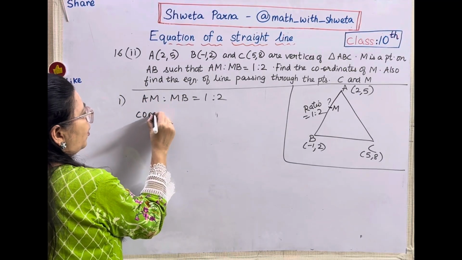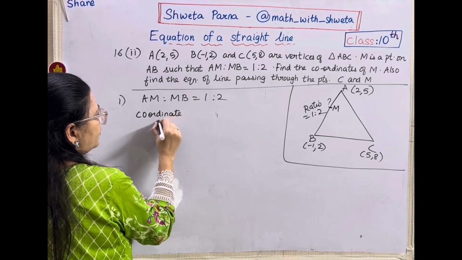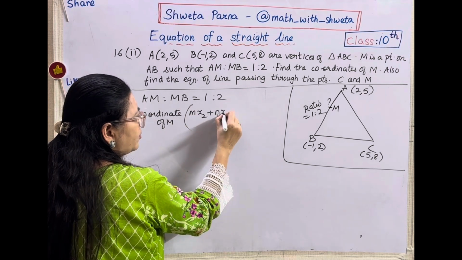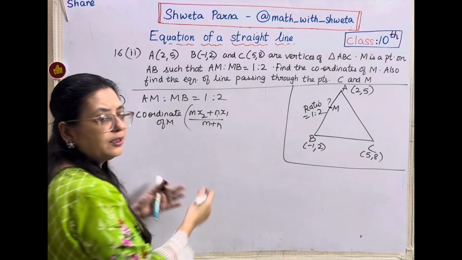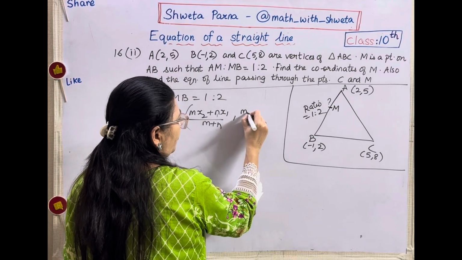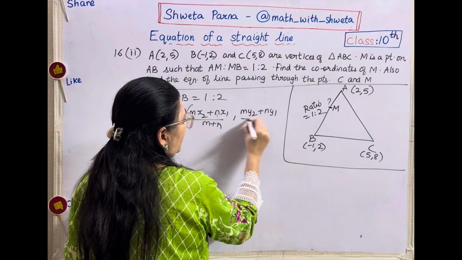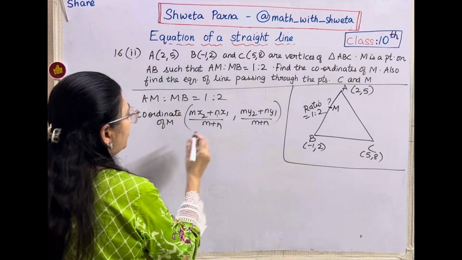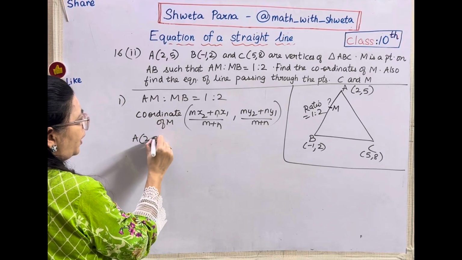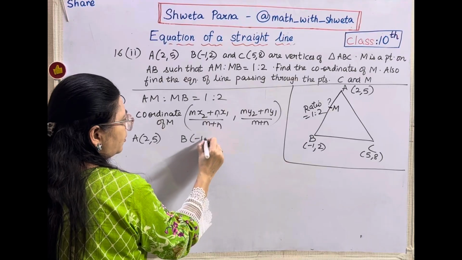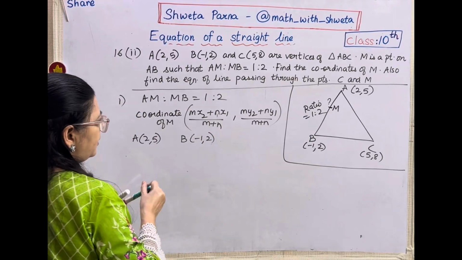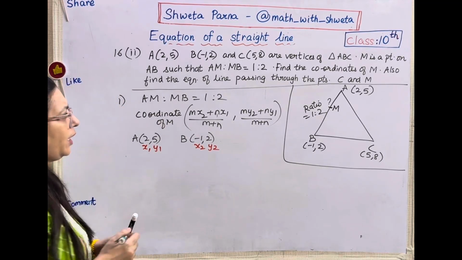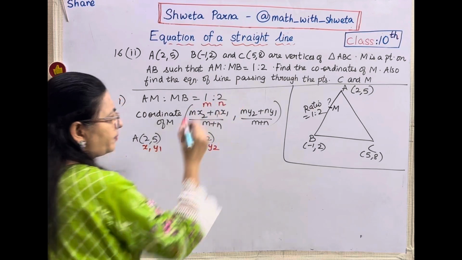For the coordinates of M, we will use the section formula, which is (mx2 + nx1)/(m + n). This is for the x coordinate, and (my2 + ny1)/(m + n) is for the y coordinate. Over here A is given as (2, 5) and B is given as (-1, 2). So let's take this as x1, y1 and this as x2, y2. And m to n is this. M to n. Clear?